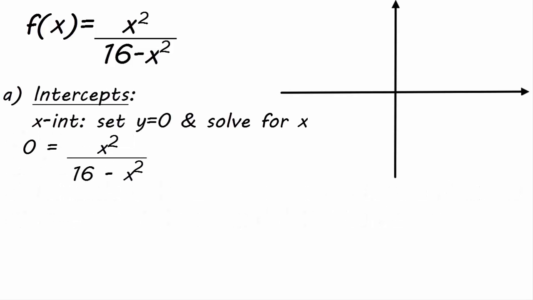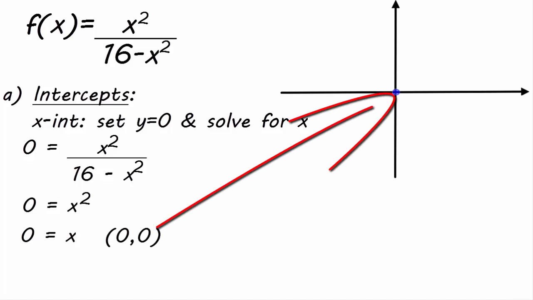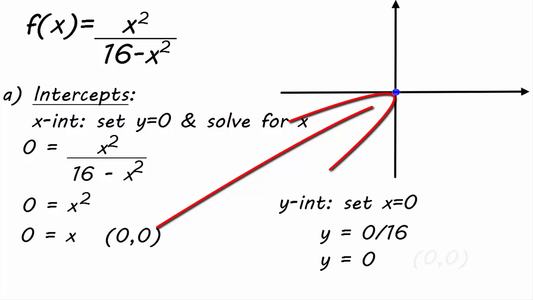The x-intercept is found by setting y equal to 0. Then 0 equals x squared, which means 0 equals x. So the x-intercept occurs at the origin, (0, 0). The y-intercept is found by setting x equal to 0. We get y equals 0, which gives again the origin.